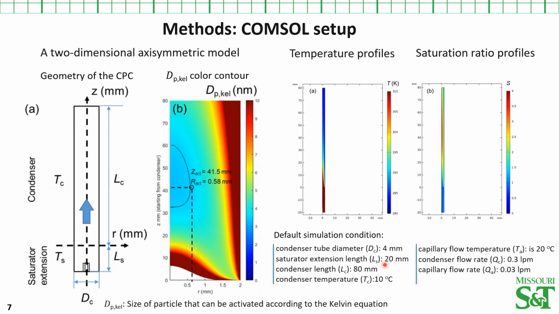And after running the simulation, we can obtain the temperature profiles and the saturation ratio profiles within the simulated geometry. And we can further calculate the particle activation and growth based on this saturation ratio and temperature. Again, one needs to note that the Kelvin equivalent size, which is the size that can be activated according to the equation, can vary at different locations of the condenser due to the temperature and the saturation ratio value, and the distribution is shown in this figure.